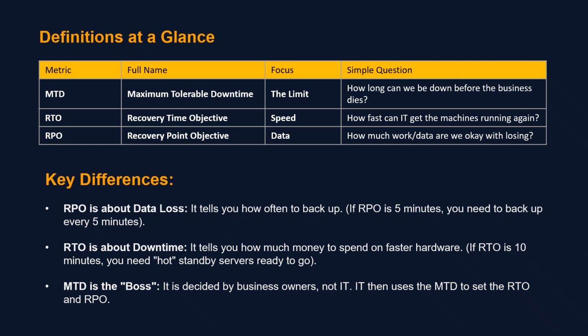RTO is about downtime. It tells you what kind of infrastructure you need. If RTO is 10 minutes, you're talking about hot standby, clustering, or very fast failover. MTD is the boss. It is decided by business owners, not IT. IT then uses MTD to design RTO and RPO that fit inside that limit. And remember, MTD is the boss. It's defined by the business, and IT aligns RTO and RPO to stay within it.